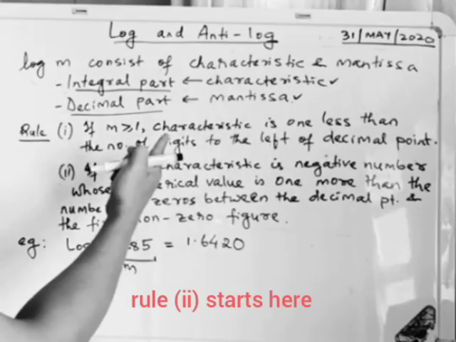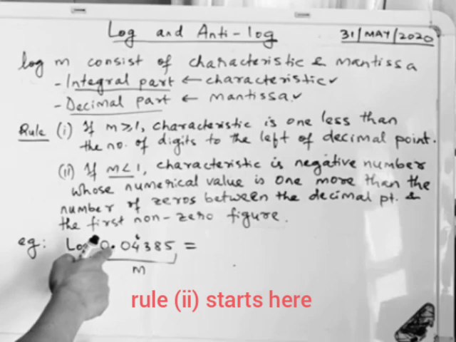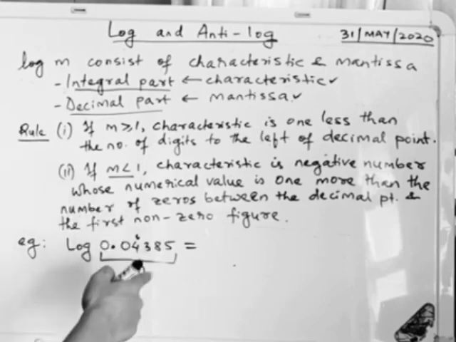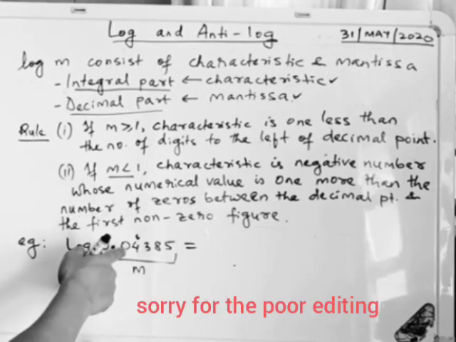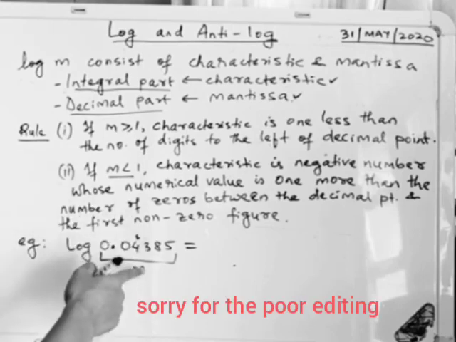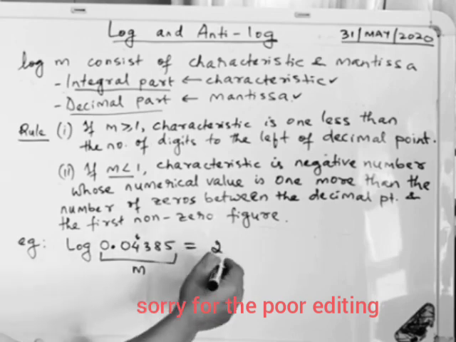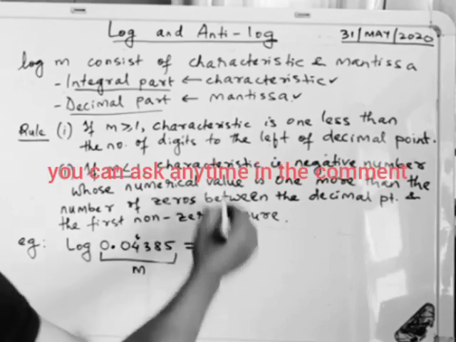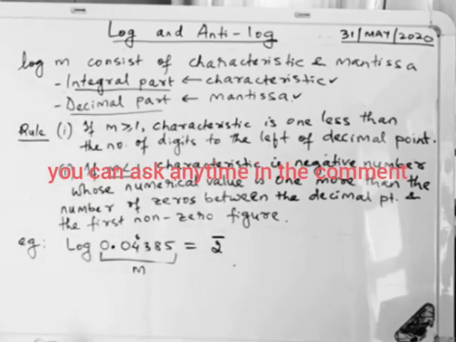For numbers less than 1, the characteristic is 1 more than the number of zeros between the decimal point and the first non-zero figure. That means there is 1 zero, plus 1, that means 1 plus 1 is 2, and the value should be a negative number, which is 2 bar point.